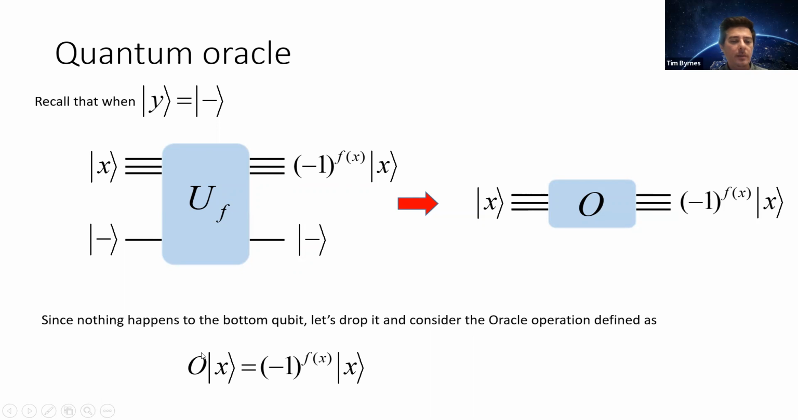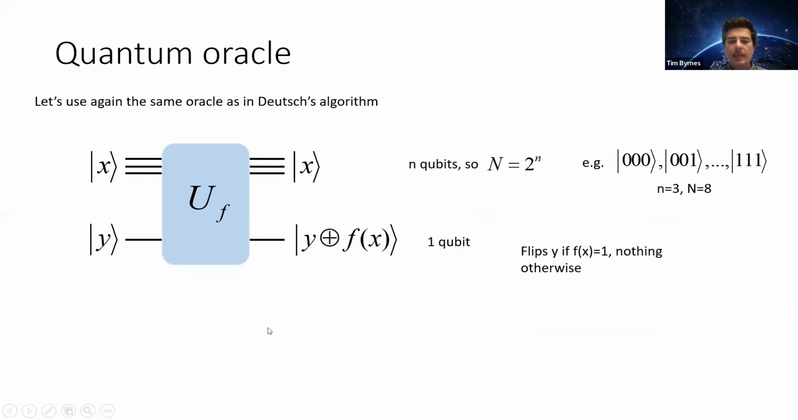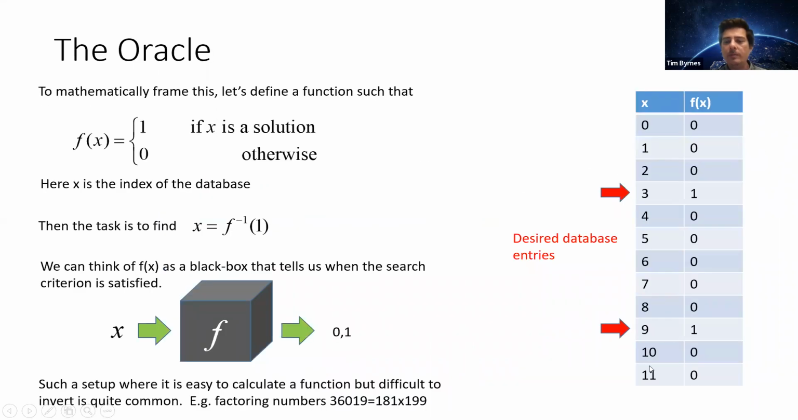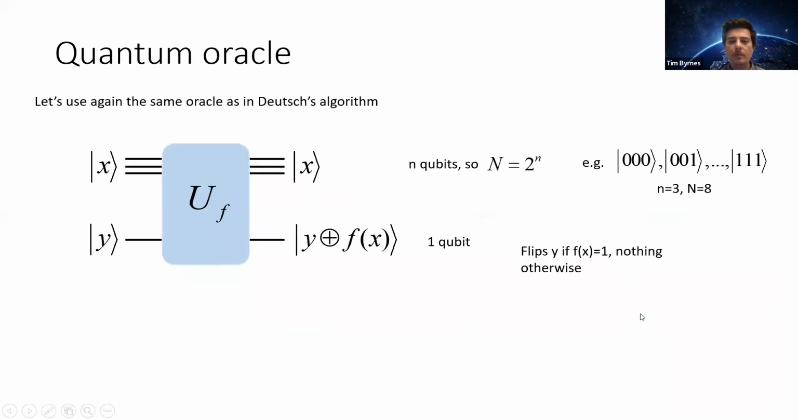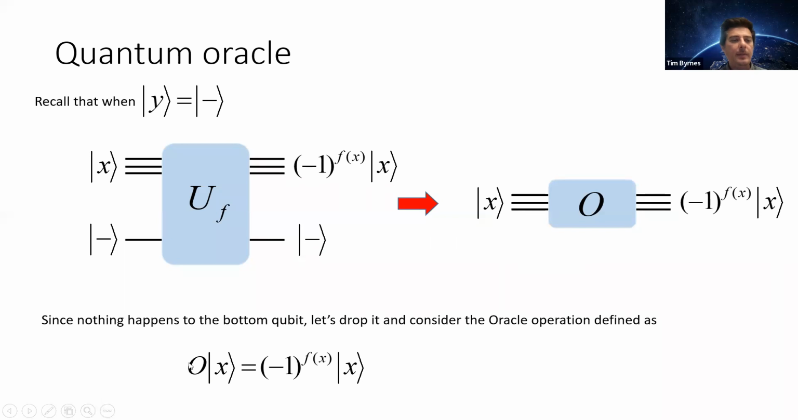So we have O as an operator here, which gets applied to x, the state form of all these database entries. So it's just the index of all the different cases. And when the oracle gets applied to the state x, it has a plus or minus one phase. It has a plus one phase if it's not a solution, and a minus one phase if it is a solution.